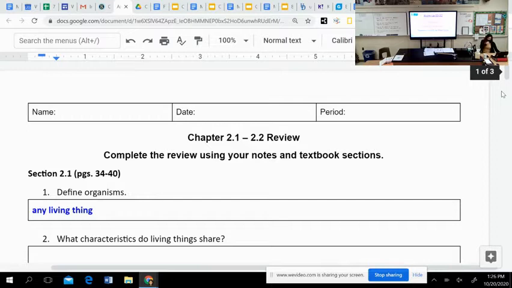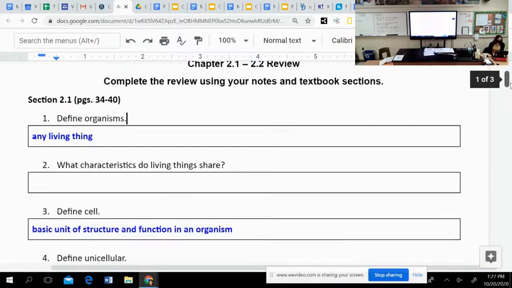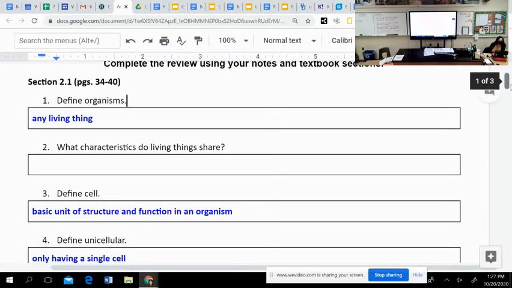Alright, so you guys should have your chapter 2.1, 2.2 reviews in front of you. We are going to go over the answers. I have the defined key terms filled in, so we're going to go through those quickly. You could have used the glossary or the textbook to find that information, so it makes it really easy. Okay, so our first one was define organisms, and they are any living thing.